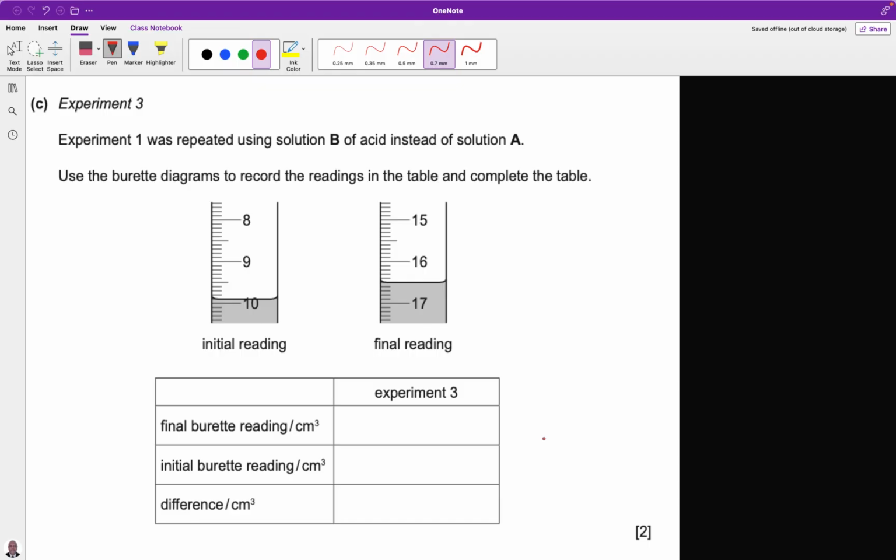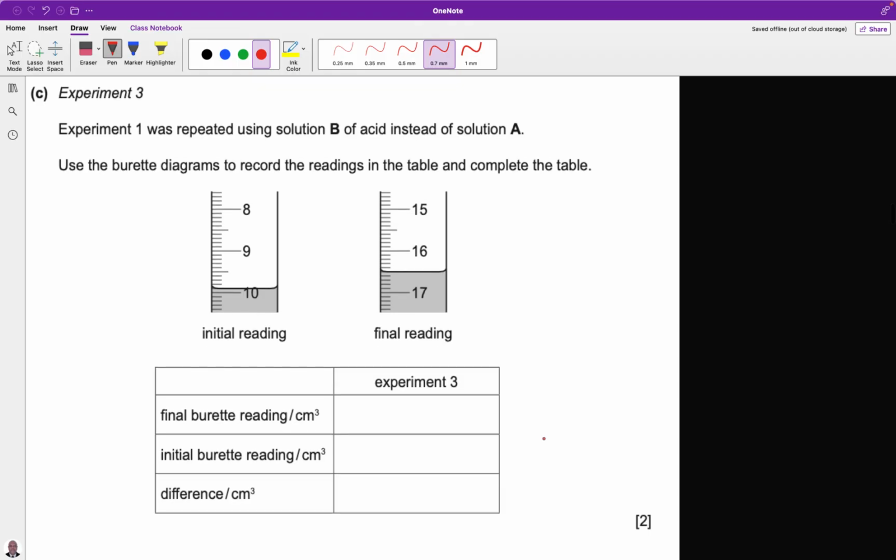It reads, experiment 1 was repeated using solution B of acid instead of solution A. Now we are no longer using solution A. There are 2 acid solutions. We have already used solution A, and we have got the result. Now we are doing experiment 3 using a different acid solution, and that acid solution is solution B. Use the burette diagram to record the readings in the table and complete the table.